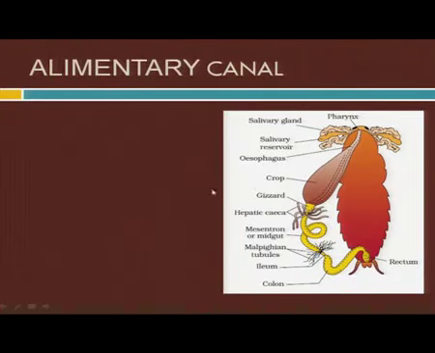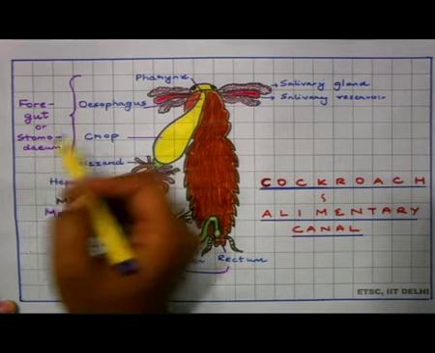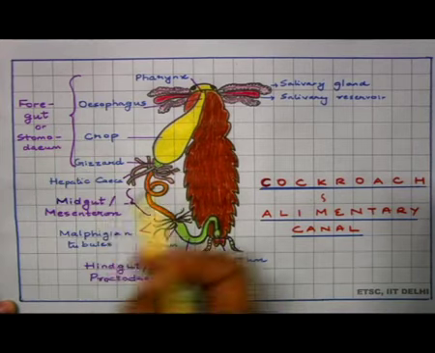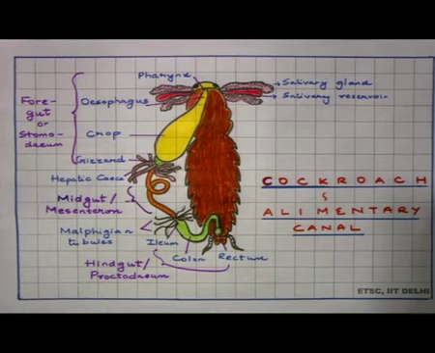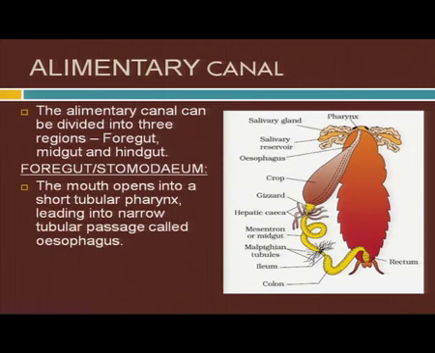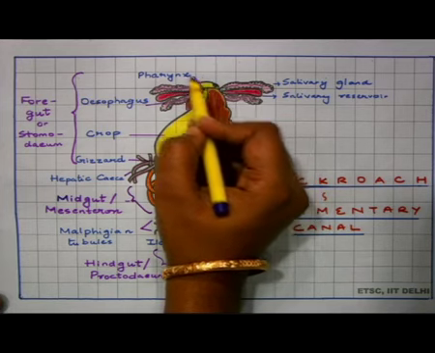So, the diagram here represents the alimentary canal. The alimentary canal can be divided into 3 regions, as you can see here: foregut, which is also known as stomodium, midgut or mesenteron, and the hindgut, which is also known as proctodium. So, what does foregut or stomodium comprise? The mouth or the buccal cavity, which opens into a short tubular pharynx.